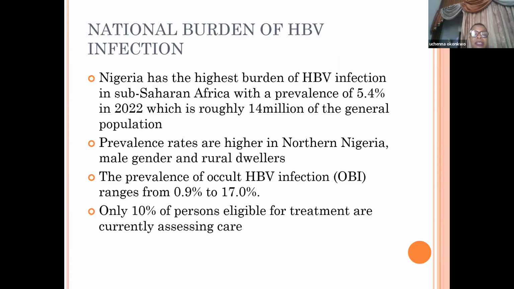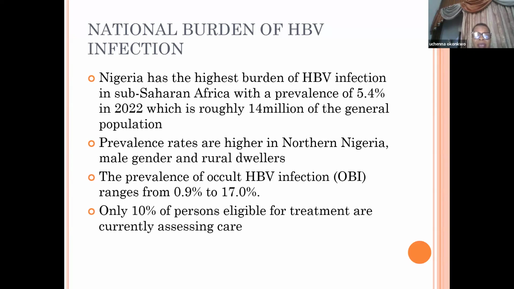So a little bit of the national burden. In the sub-Saharan African region, Nigeria has the highest burden of hepatitis B virus infection, with a prevalence of 5.4%, according to the 2022 data. Before now, the prevalence of hepatitis B in Nigeria has always been in the range of 8.1 to 12%. And so I should think there is a decline in terms of the number of persons living with chronic hepatitis.